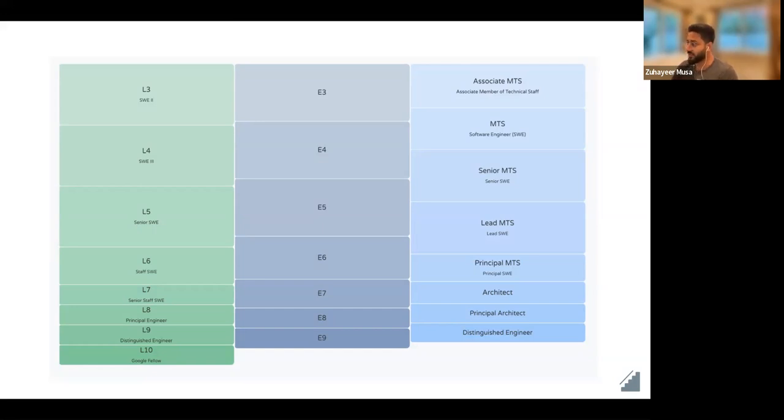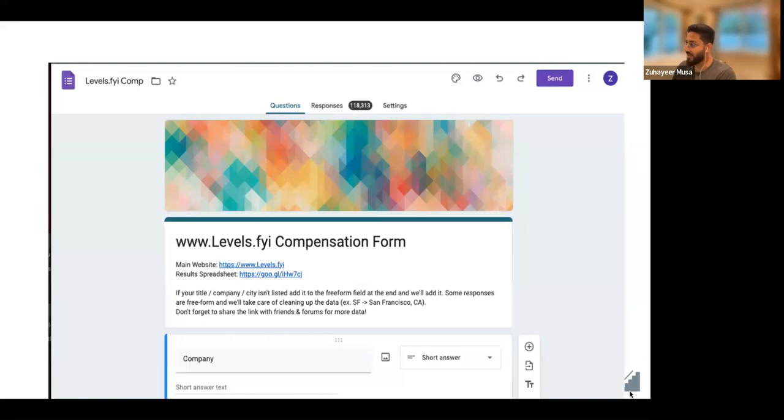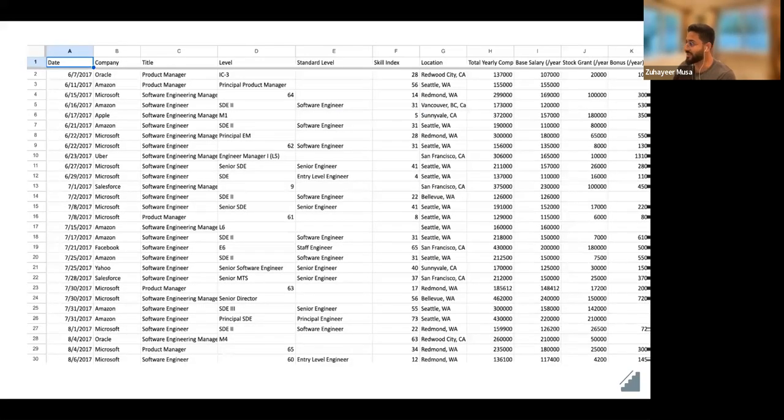It wasn't really our first idea, but as we got that idea, we were like, okay, why not just throw up a Google form and start collecting compensation details from individuals that visit Levels.fyi. This Google form poured into a Google Sheet. That was how we got our infamous start, with Google Sheets being almost like our backend.